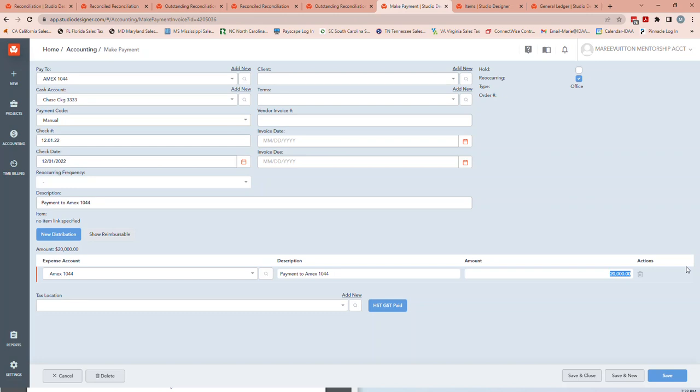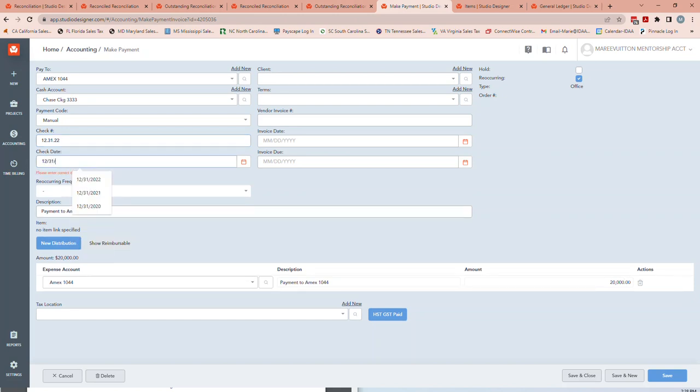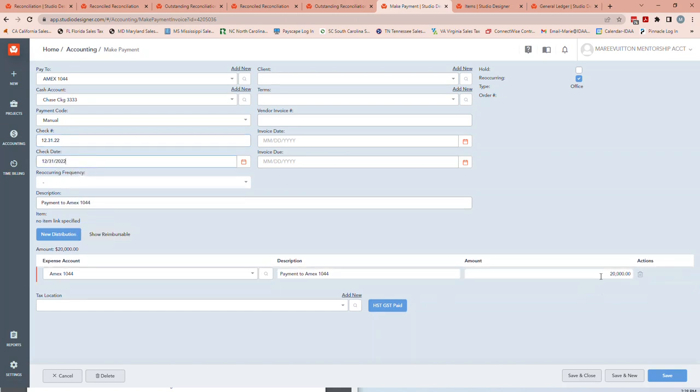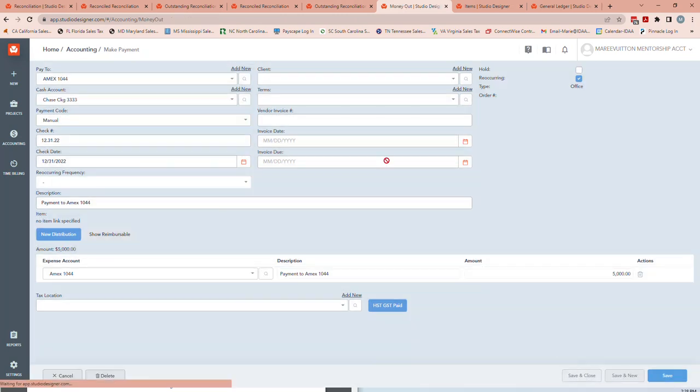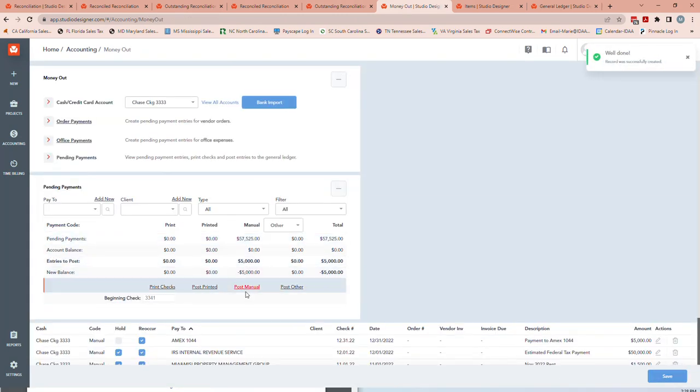So I would just revise it. Maybe I want to say 12/31/2022, and then maybe I want to change this to 5,000. Okay, and that is how you would post it. You can now see it's ready to post.